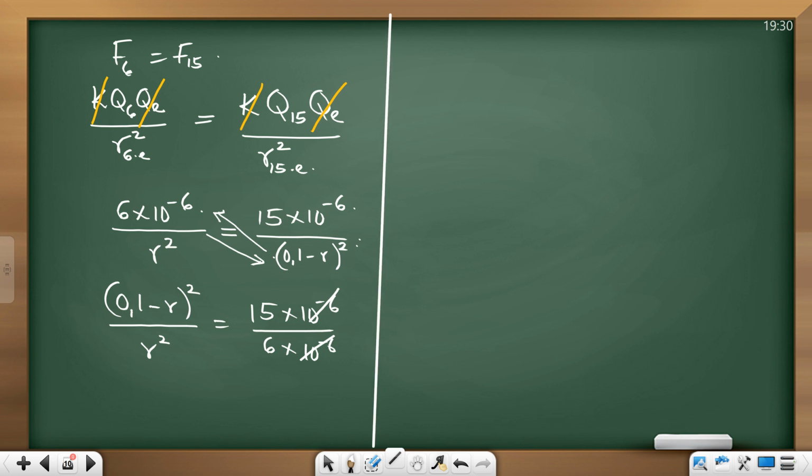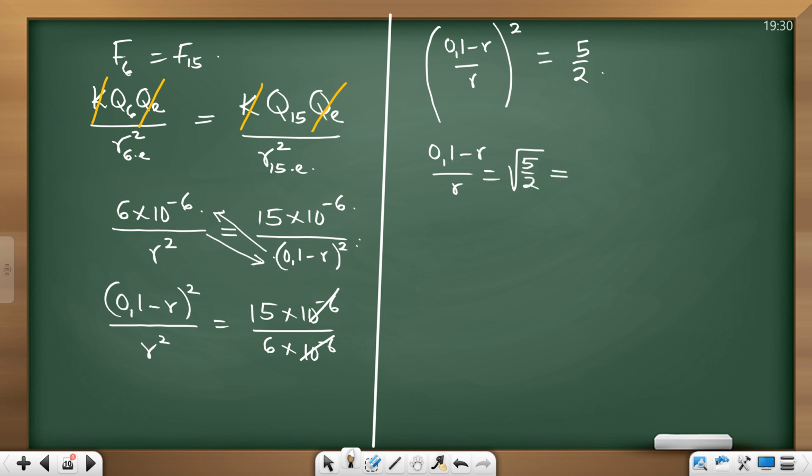Now my laws of exponent. Do you notice they're both squared? I'm going to say 0,1 minus r over r. Please go through this again. Five over 2. What would I do from here? Square root both sides. What would that give me? 0,1 minus r over r equals square root of 5 over 2. What's the square root of 5 over 2? 1,58. We're not rounding off, right? Remember? 1,5811.